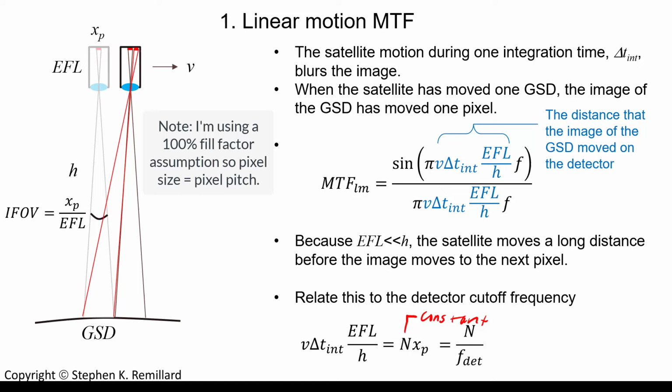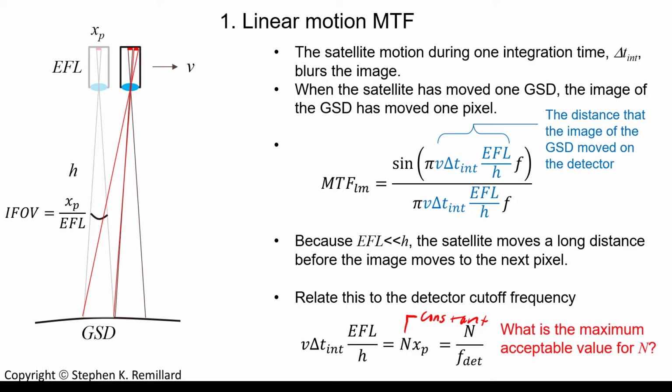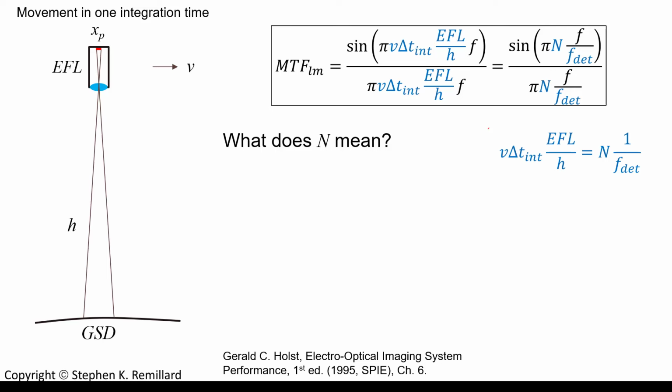Let's analyze n. There's a limit to what n can be. If it's huge, then that would mean that the image of the ground sample distance has smeared a long ways on the focal plane array. N for sure is something you want to keep small. Let's talk about how small it needs to be. There's that blue portion of the argument. Rearrange it to solve for n.